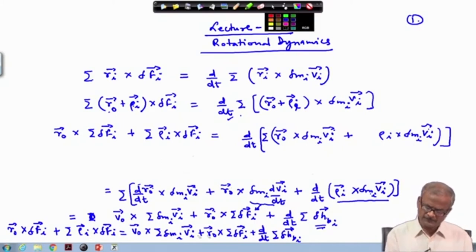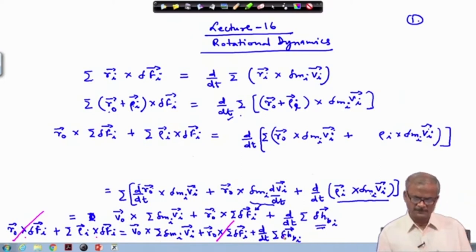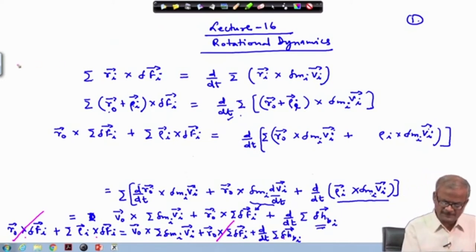Now, if we look into this particular equation, this term and this term are the same, so they will cancel out, and what remains is this particular term on the left hand side and these two terms on the right hand side. So, I will write it for convenience here in this place itself.